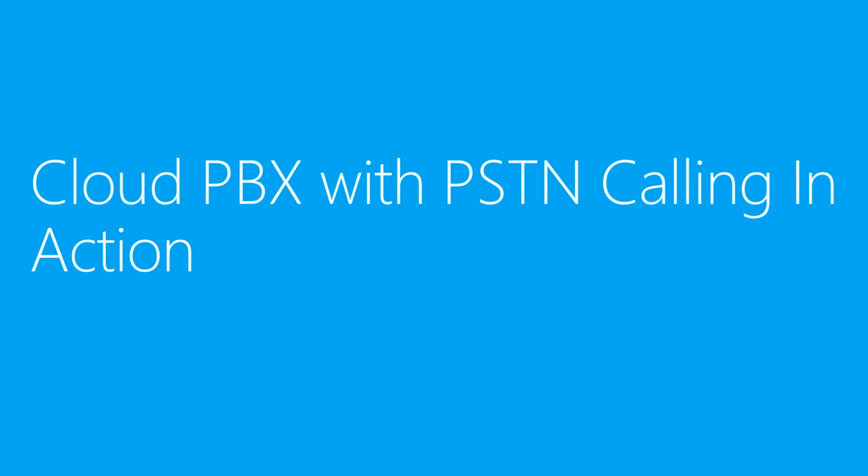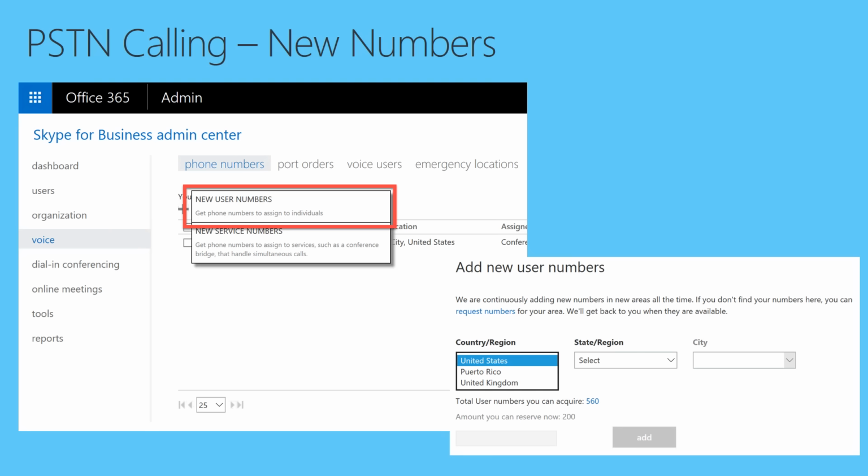Okay, let's take a look at how Cloud PBX with PSTN calling looks in action. So now we're looking at the Office 365 admin portal. An administrator has signed in, gone to the Skype for Business online configuration, gone to the voice settings, and now wants to enable a user for Cloud PBX with PSTN calling.